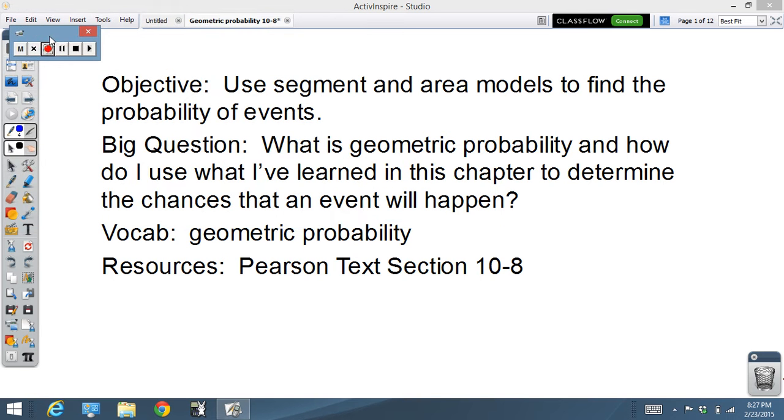Hi everybody, section 10.8, geometric probability. Okay, you probably remember a bunch of problems from middle school and so on where you looked at probability. That was the chance of what you wanted to happen divided by all the possibilities.